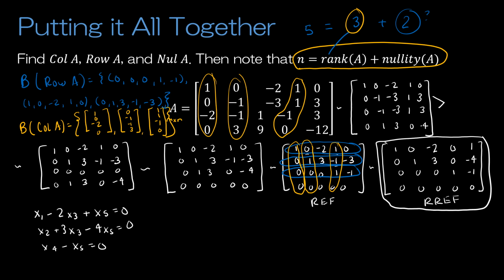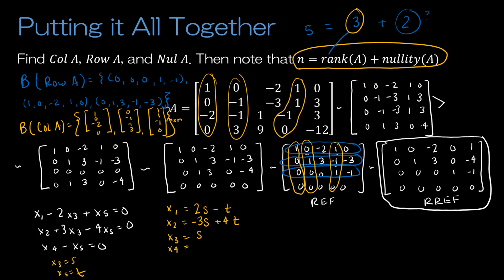And that gives me, let x3 be s and x5 be t. So x1 is equal to positive 2x3 minus x5. x2 is equal to negative 3x3 plus 4x5. x3 is equal to s.